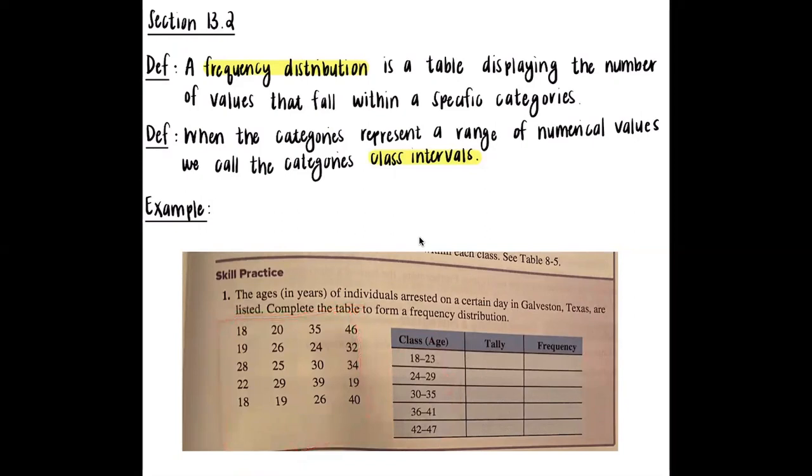One thing to notice between class intervals: you'll never see the same numbers represented twice. Notice 18 to 23, 23 is the cutoff, then we pick back up at 24. We're not going from 23 to 29, because that would imply that people would fall into multiple categories. So wherever you cut off, the next class interval will pick up, and so on.